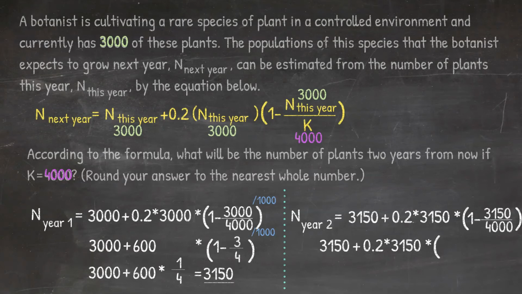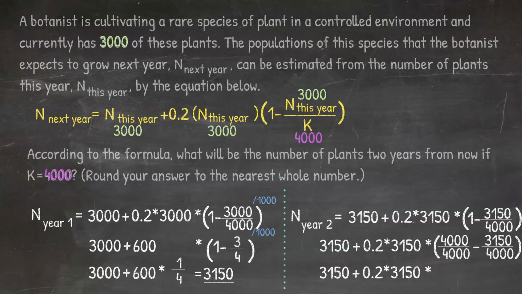And let's convert 1 into a fraction form. And what we get is 4,000 over 4,000 minus 3,150 over 4,000. So moving on to the next step, we keep the first part the same. 3,150 plus 0.2 times 3,150 times. And the result in the brackets, 4,000 minus 3,150 leaves us with 850 in the numerator. And we have 4,000 in the denominator.